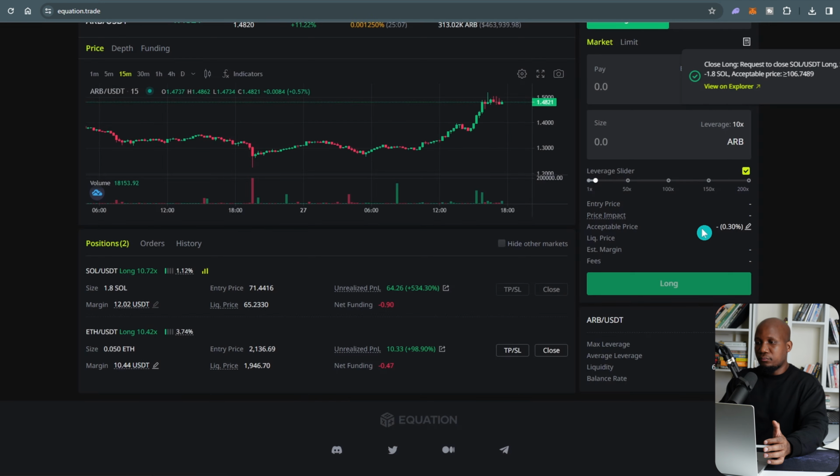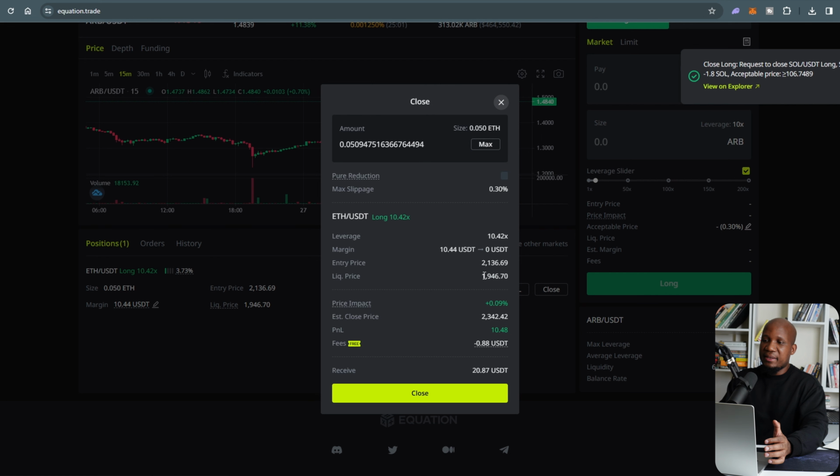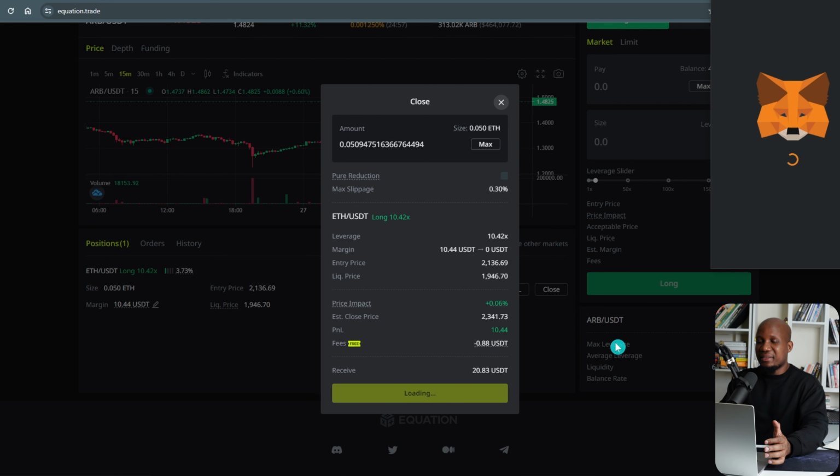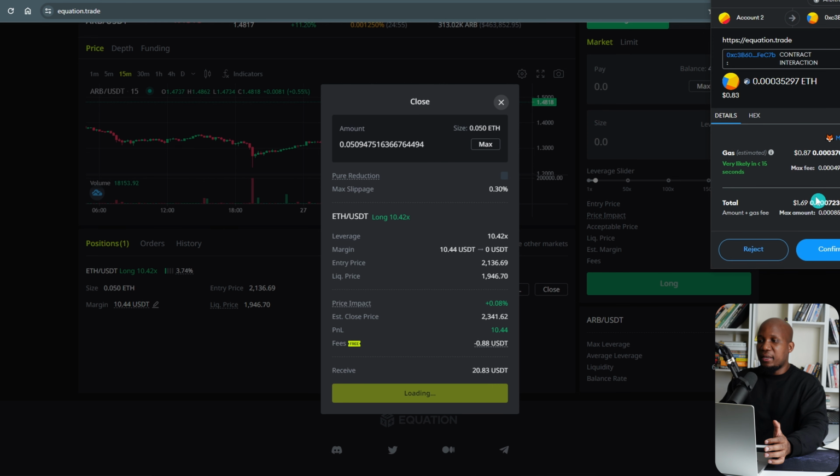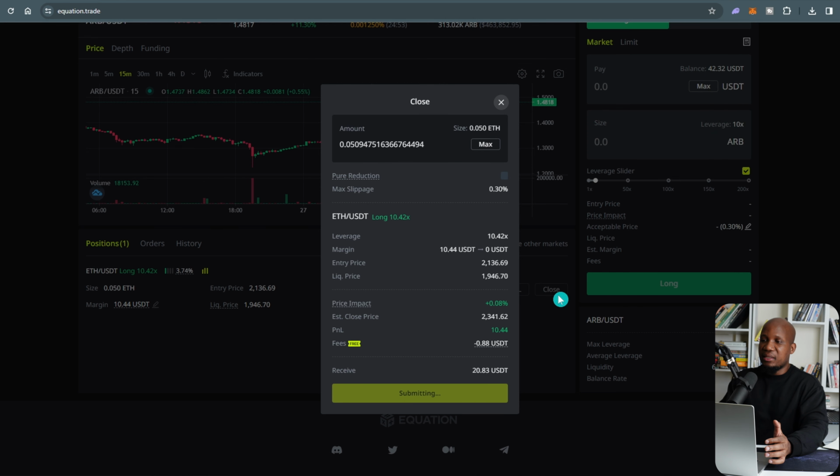And you can see that was executed as well. So I'm going to click close on this one as well. Click max and close this one as well. So at this point, I'm just closing these trades at the market order and not necessarily using limit orders.